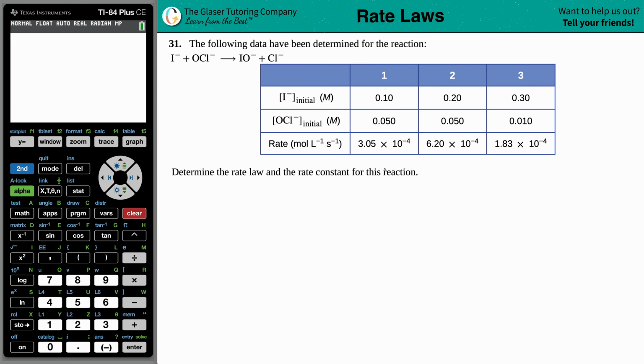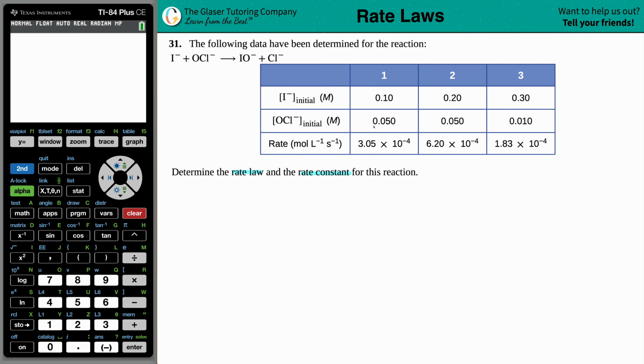Number 31. The following data have been determined for the reaction I minus plus OCl minus yields IO minus plus Cl minus. And then we have a lovely chart here. From this chart, we have to determine the rate law and the rate constant for this reaction.